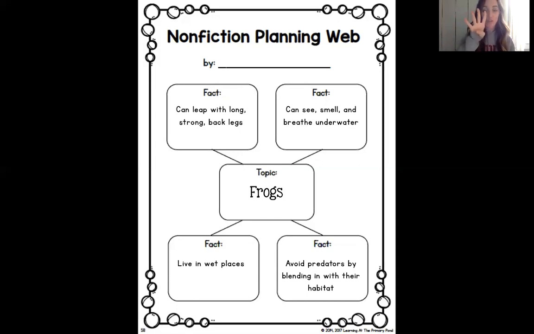Now that I have all 4 facts, I'm going to read through them to make sure that they are facts and not opinions. Remember, a fact is something real, and it can be proven through a book or by searching it on the internet. And an opinion is how you think or feel. I'm going to read my 4 facts to make sure they are facts.